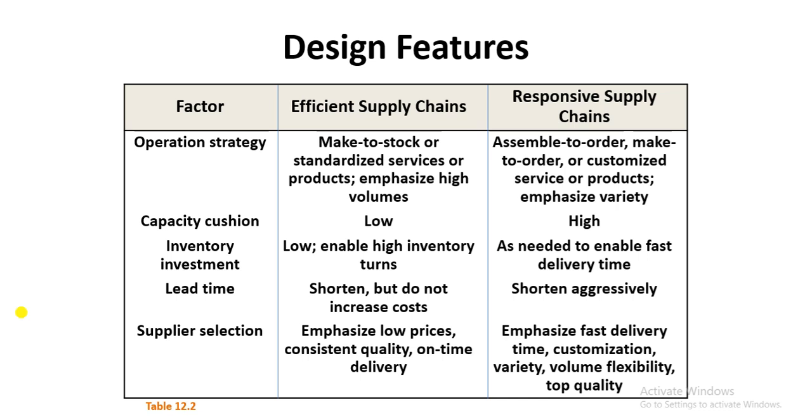And in the responsive supply chains, as you can see, our focus is fast delivery time. So in order to meet the fast delivery times, we need high inventories, and we need inventories because of the varied demand as well. So in the responsive supply chain, your inventory levels would be higher as compared to the efficient supply chains.